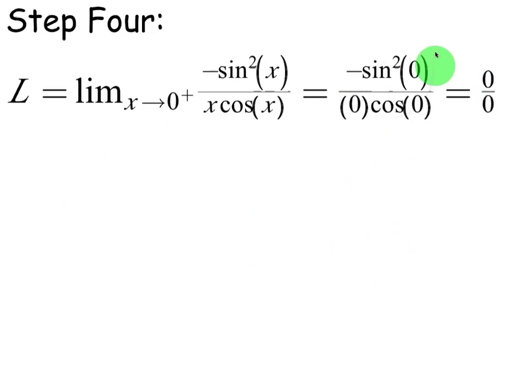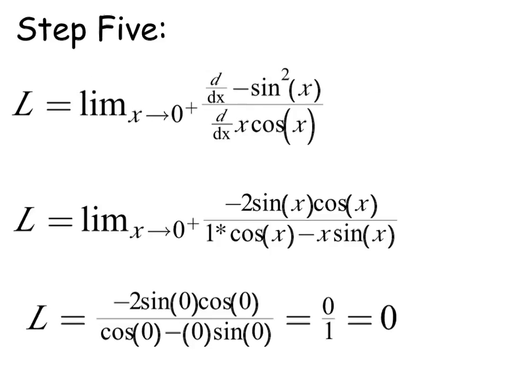We can use L'Hopital's rule again to take the derivative of this and make it work out. Just remember we're going to use the chain rule here because this is being squared and on the bottom we're going to be using the product rule. Okay, so the derivative of the top would be, you take this exponent, move it out front, and it'd be negative 2 sine of x, and then take the derivative of the inside of that, which is derivative of sine is cosine, so the answer is negative 2 sine cosine on top.